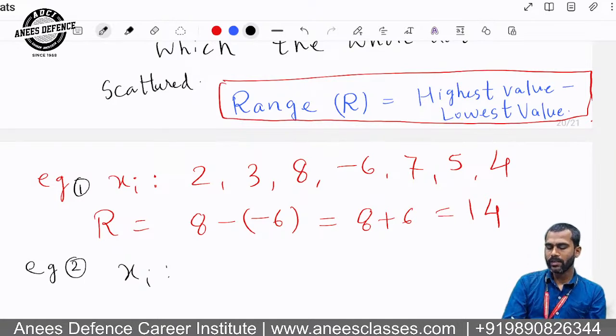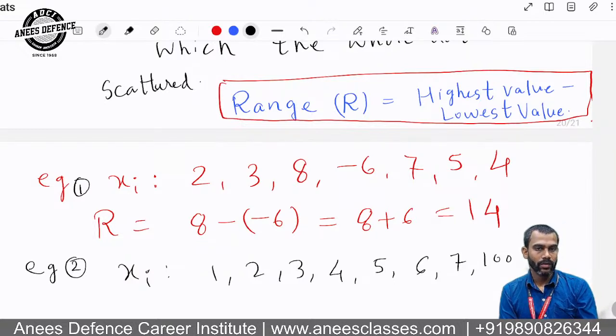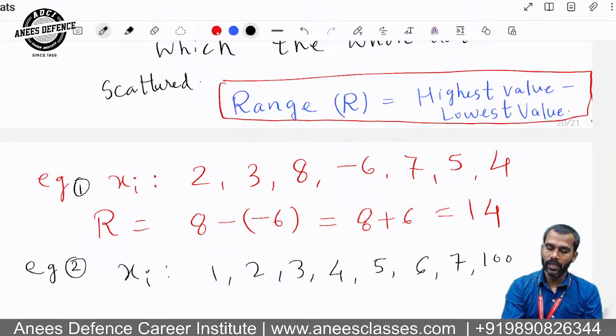Very easy. Now xi. Suppose we have 1, 2, 3, 4, 5, 6, 7, and 100. Okay. So what is the length of the data now? I mean, we need to find out range. So range is equal to 100 minus 1, that is 99. Yes or no?